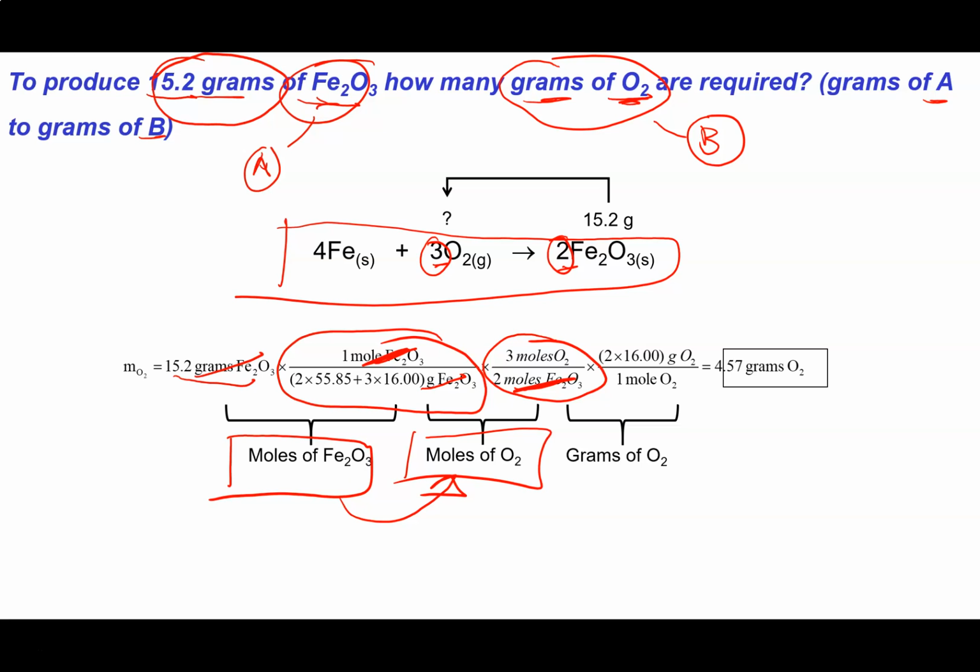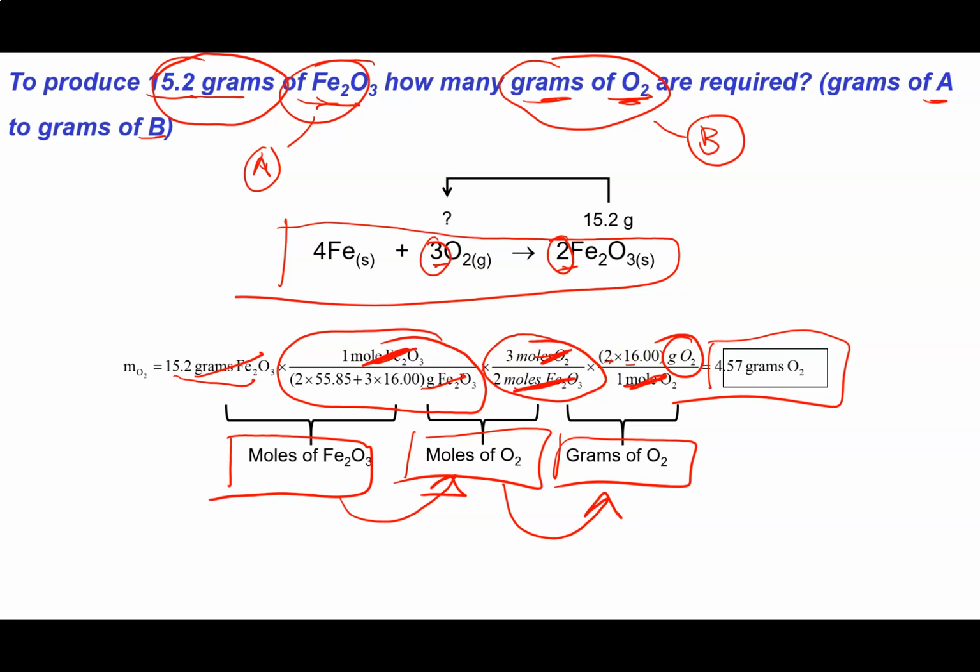The final step is to turn my moles of O2 into grams of O2. And to do that, I'm going to multiply by my molar mass. So remember, I've got 2 oxygen atoms here. So 2 times 16 grams per 1 mole of O2, and it ends up that I get 4.57 grams of O2. And I know I'm right because all my units cancel out, leaving only grams of O2.